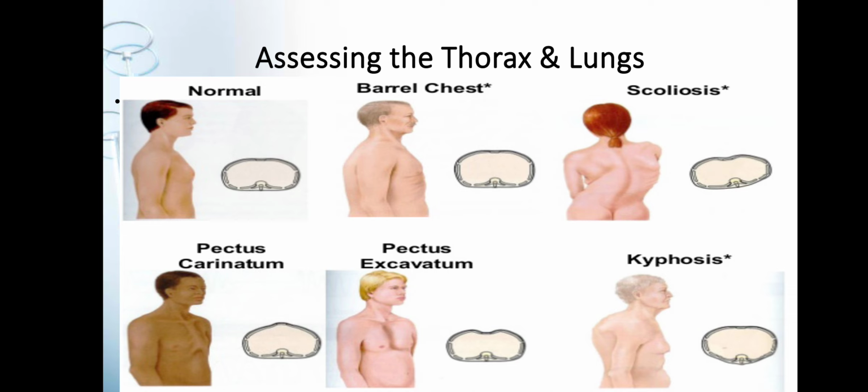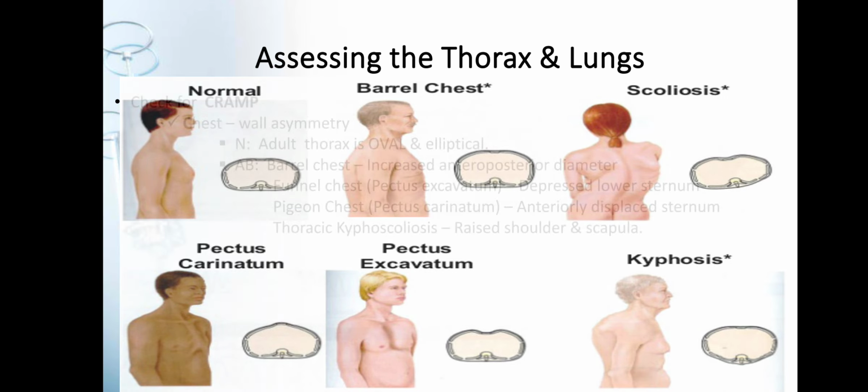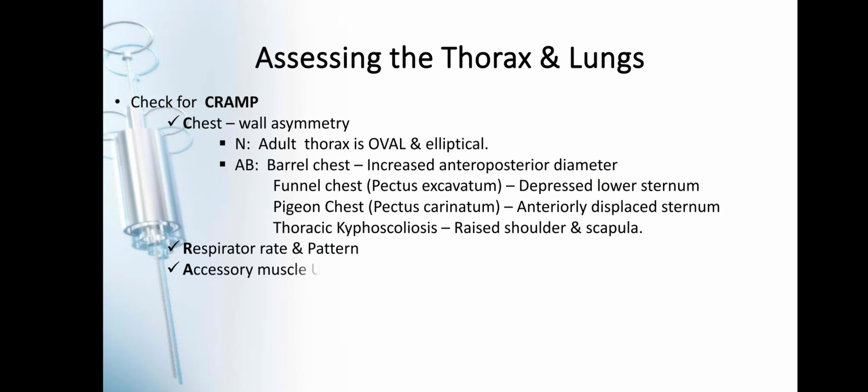Okay? And then we have pectus carinatum. Yung anteriorly displaced yung kanyang sternum. Pectus excavatum, the funnel chest. Lalim. And then kyphosis, ito po yung tinatawag natin kyphosis, yung kuba. So, yan po yung mga iba't ibang chest. So, next is R, which stands for respiratory po ito. Respiratory rate and the pattern.